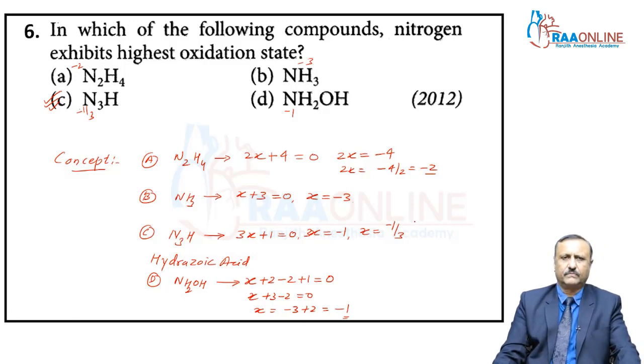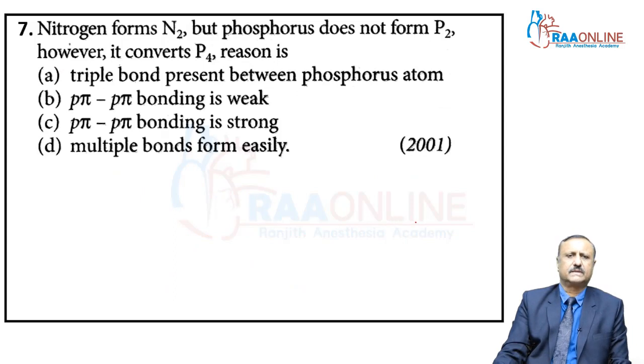Now my dear students, when you see question number 7: nitrogen forms N2, but phosphorus does not form P2. However, it converts to P4. Reason is.